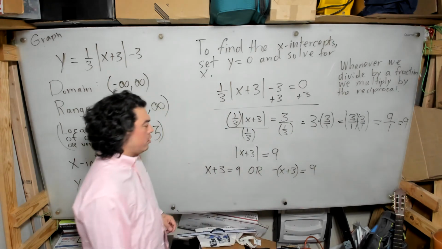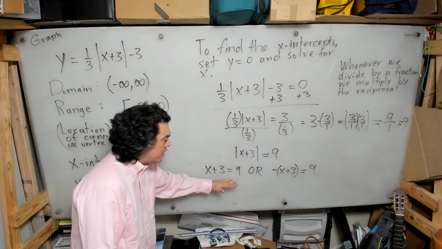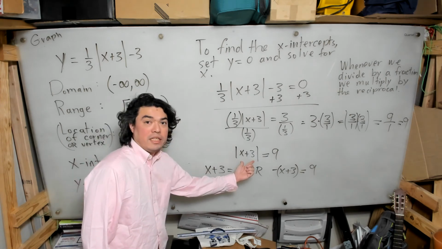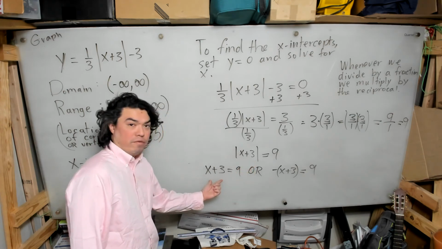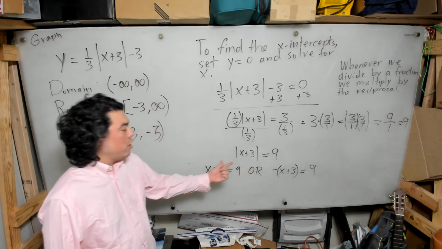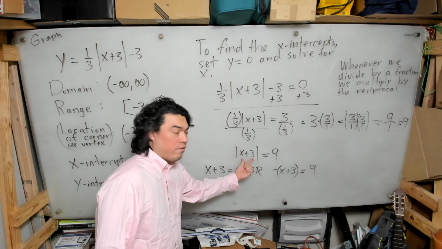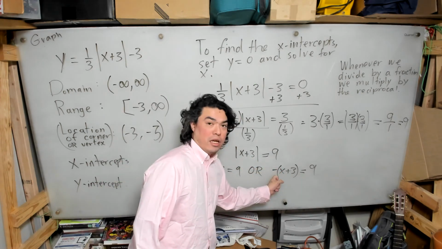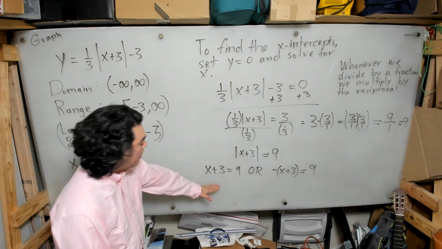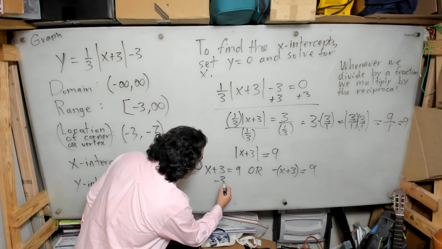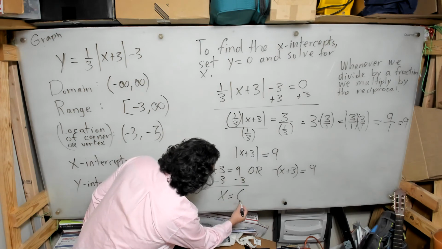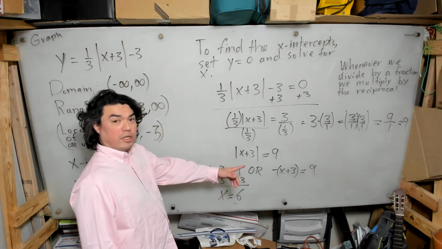Right? So this side comes from the assumption that the inside is positive. If the inside is positive, it just comes directly out of the absolute value. On the other hand, if the inside is negative, it comes out of the absolute value when we take its opposite by multiplying by -1 on the outside. So now on this side we have, okay, minus 3, we get x equals 6, okay? What about the other side?